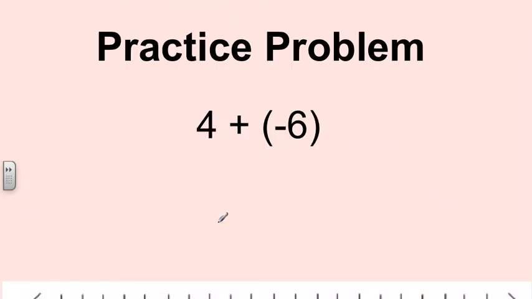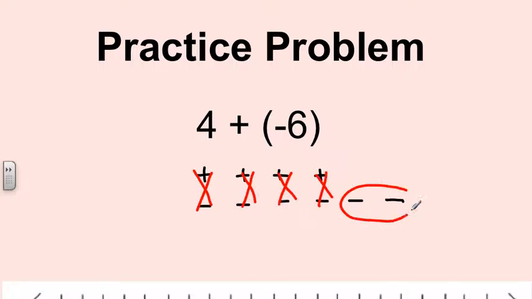Go ahead and hit pause and see if you can solve this problem. Thank you. I'm hoping you were successful. Let's see. I'm going to start by drawing out my plus signs. I have 4 positives. I have 6 negatives. 1, 2, 3, 4, 5, 6. I'm going to cross out my zero pairs. And I see that I have 2 negatives left over, so my answer is negative 2.